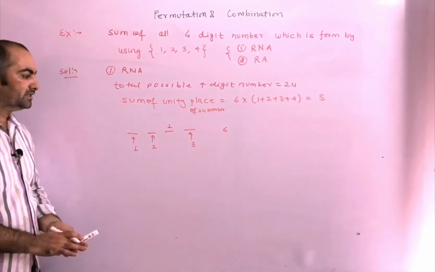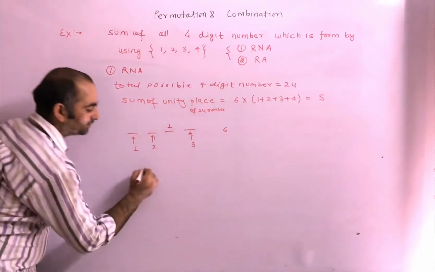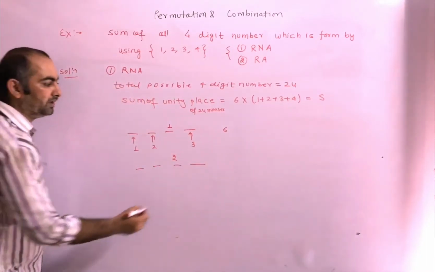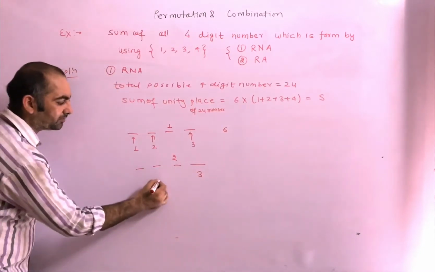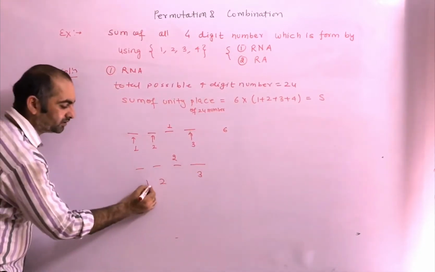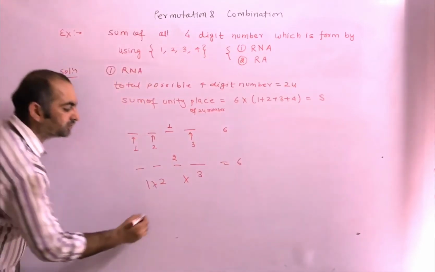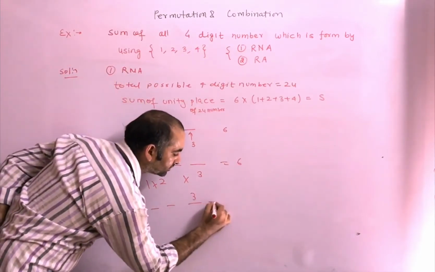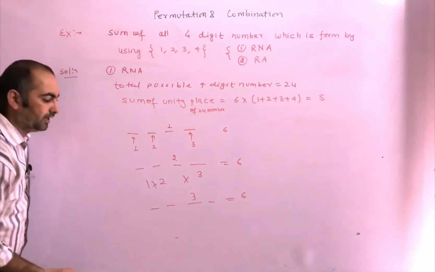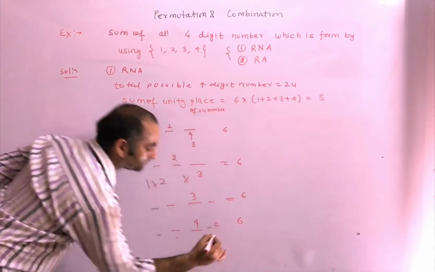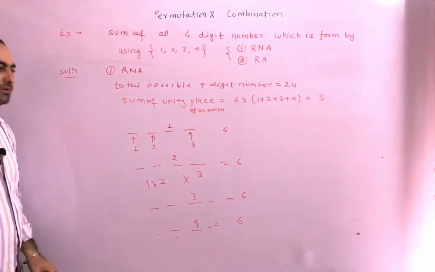Okay, the same thing we will do for 2 also. There are 4 places and we are fixing 2 at the second place. So here we can put 3 numbers, here we can put 2 numbers, and here we can put 1 number. So 1 into 2 into 3, that will also be 6. Same for 3, that also will be 6, and the same we will do for 4, that will be 6. Correct.